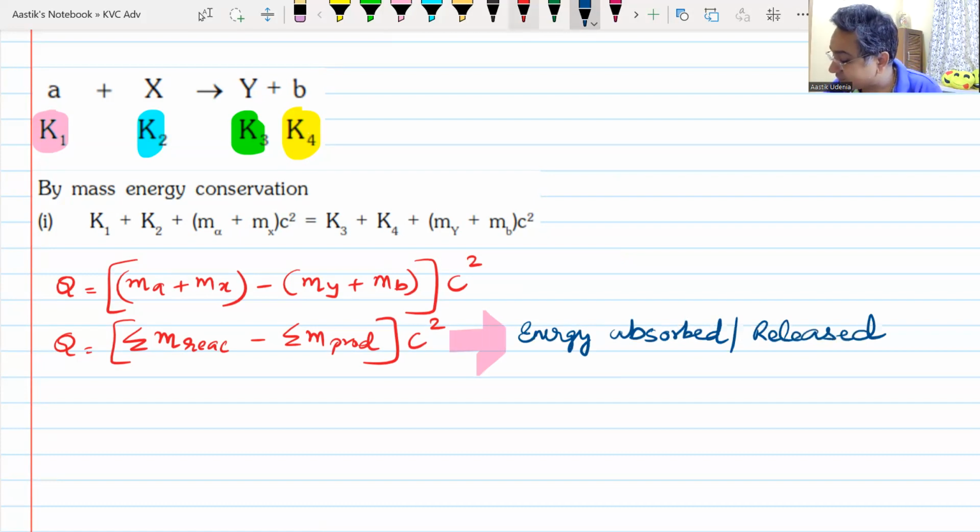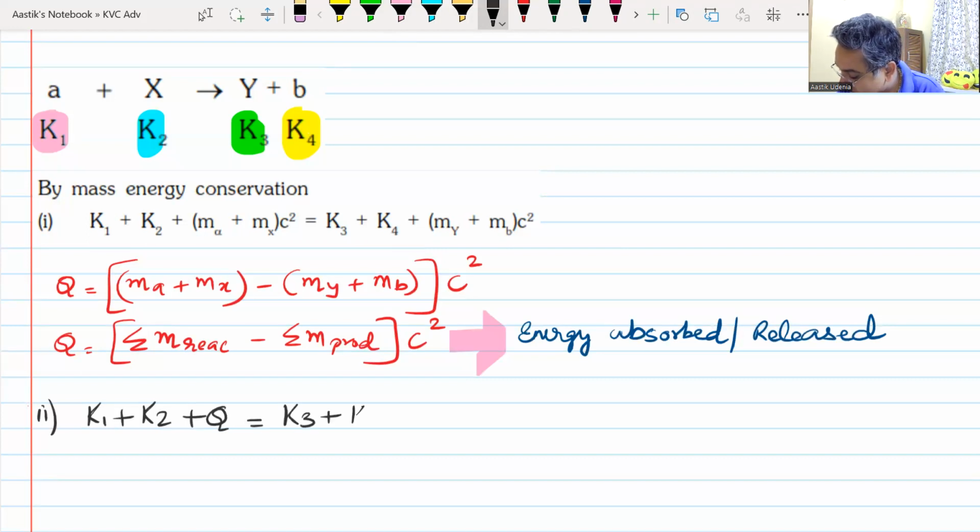So now I can write equation number 2 in this fashion. Equation number 2 like this: K1 plus K2 plus Q will be equal to K3 plus K4. Yes or no? Yes. This Q is known as the Q factor.